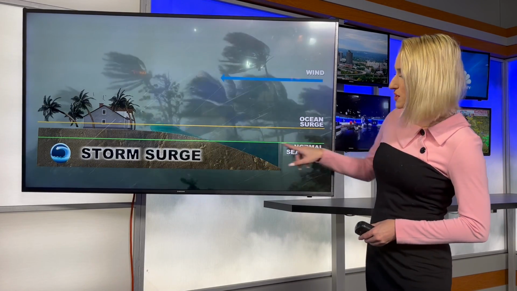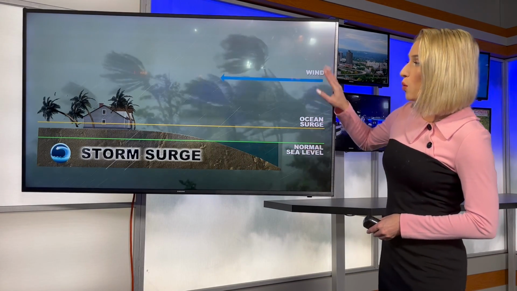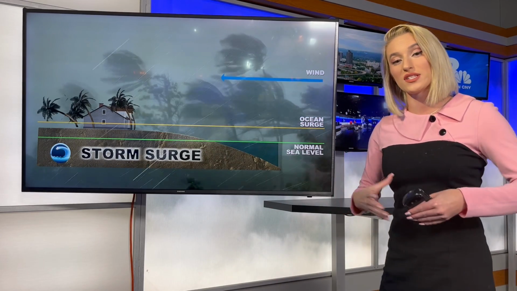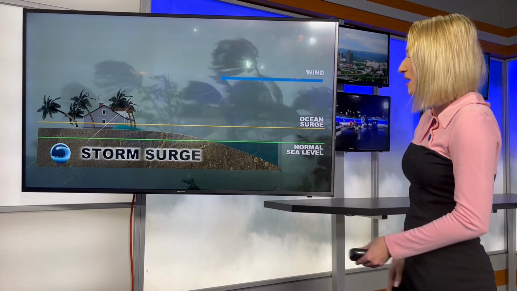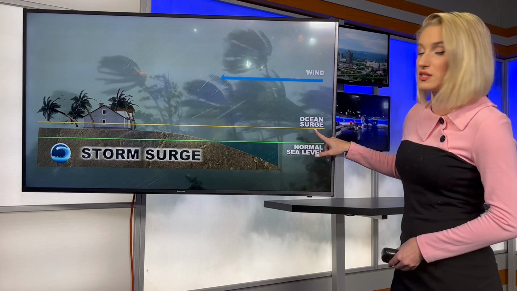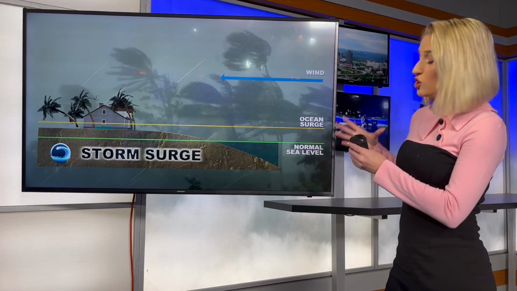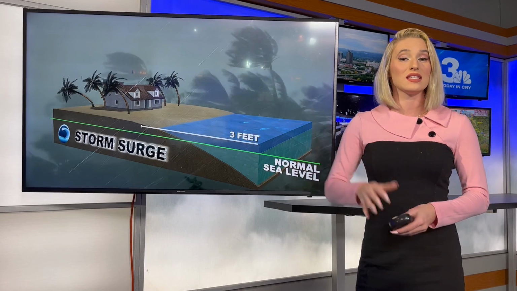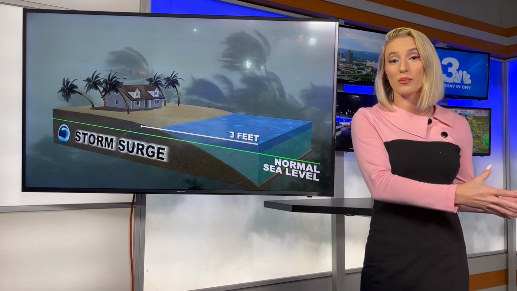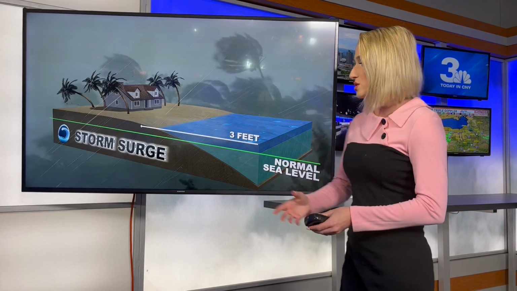We have normal sea level at this green bar, but once winds start to blow directly onshore as that tropical system comes closer to the coastline, we get this thing called an ocean surge, which basically is a chunk of the ocean that's shoved inland, and it starts to raise the sea level as all of this extra water is pulled from other parts of the ocean and moved towards the coastline.